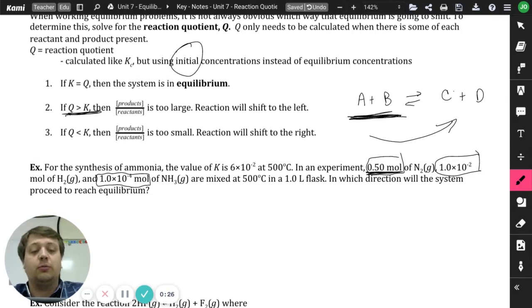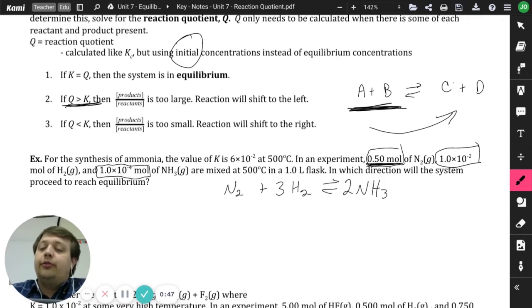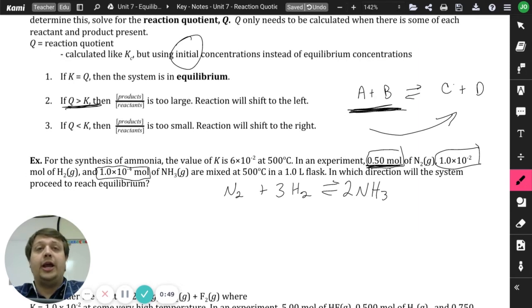In which direction will the reaction proceed to reach equilibrium? Sorry. So the first thing that we should do is write out our equation. This is a synthesis reaction. So I have N2 plus H2 in a reversible reaction produces NH3. I balance that, I get this right here. Okay, so now I've got my reversible reaction written out.